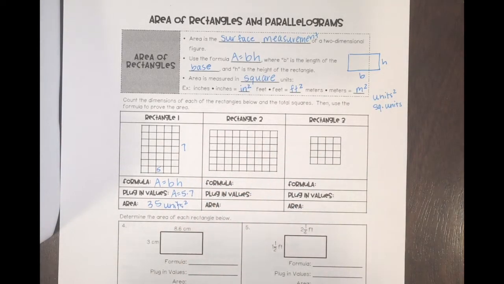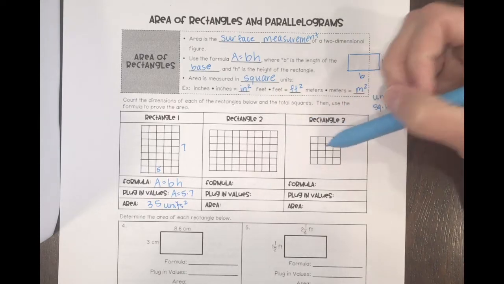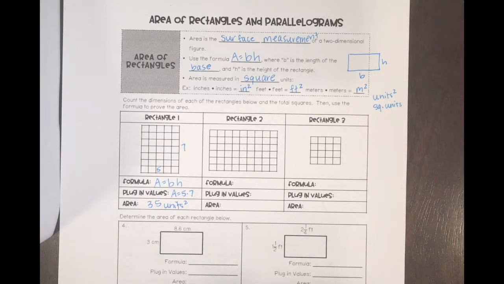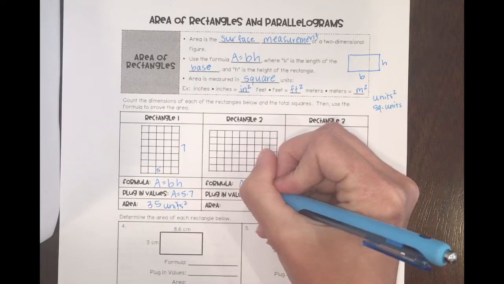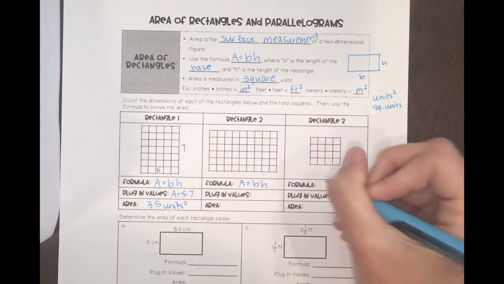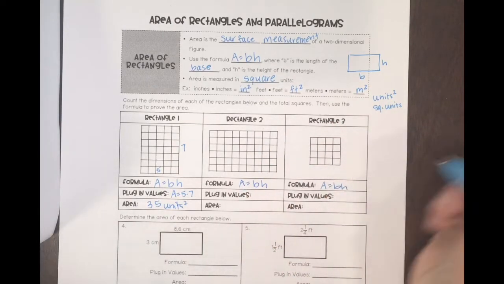Right, I want you to look at rectangle 2 and rectangle 3 and see if you can solve those. The formula, of course, is going to be area equals base times height. So count the values for the base, count the values for the height, and do your math. You can pause it here and then check back with me by pressing play in a minute.